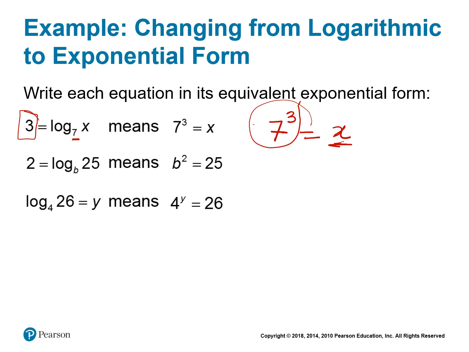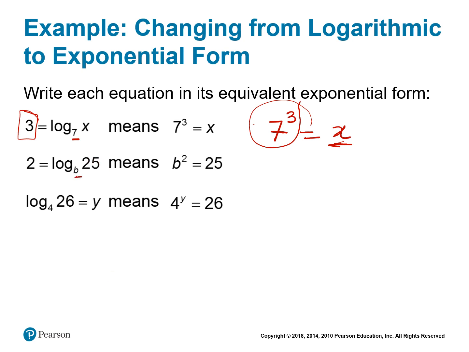Let's work on the next one. Again, we see on the other side of the logarithmic expression, we have a 2 that tells us the 2 is going to be the exponent. Over here, the base b is going to be the base of the exponential form. And we have a 25, which is the evaluated value of the exponential expression. All right, so let's work on it.